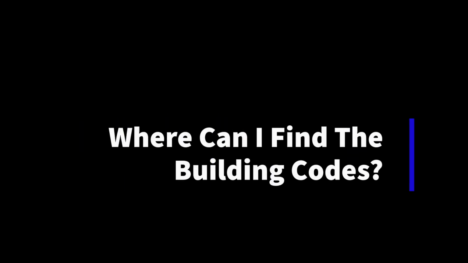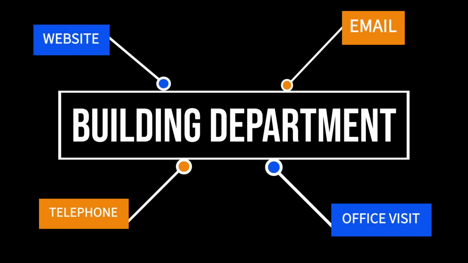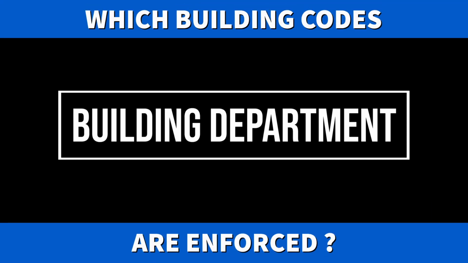Before we get started on this exercise, the very first and easiest thing you want to do is quite simply contact your local building department and ask, what building codes are they enforcing? This will give you important information that will enable you to more easily navigate the websites we will review.